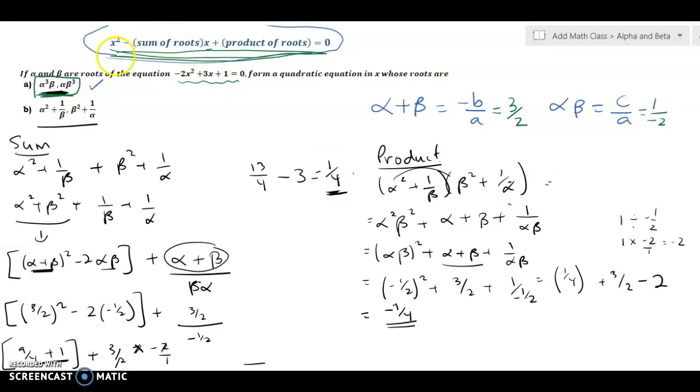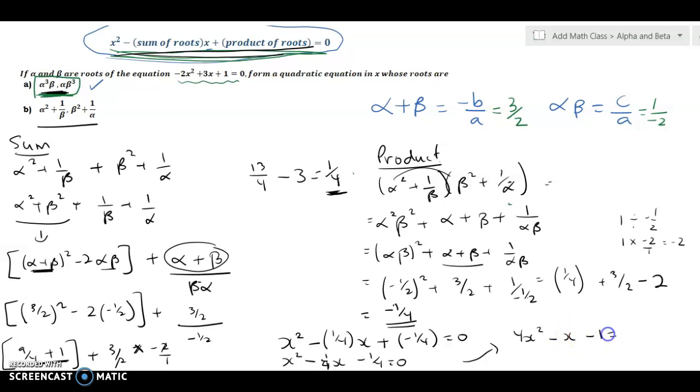So I'm just simply going to substitute into my equation up here. So that says x squared minus the sum of the roots, the sum is a quarter, x plus the product, plus minus a quarter. So simplifying this, I get x squared, let me take this off because it makes it look like a negative, minus a quarter x minus a quarter. Multiplying by 4 now, just come over here to multiply by 4, 4x squared minus x minus 1. So that, everybody, is the solution for part B.